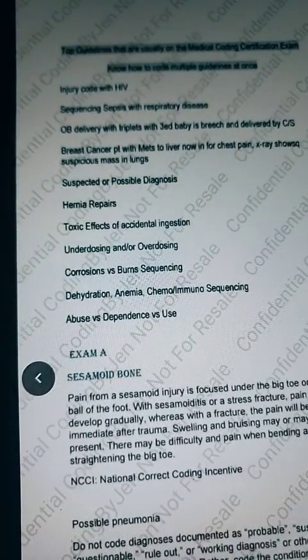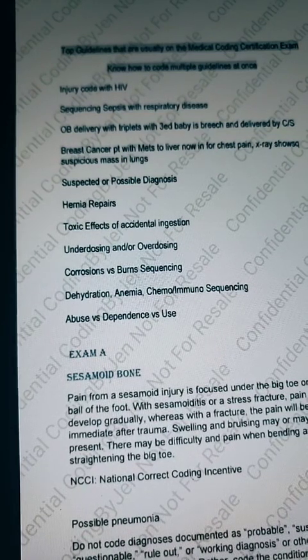Anemia, chemotherapy, and dehydration for cancer patients is another guideline you need to know about in the CPC exam. So if a patient has anemia due to the malignancy, you're going to code the malignancy first. If they end up with anemia due to chemotherapy and immunotherapy, you're going to do the anemia first. Nope, you're going to do the anemia first, right?